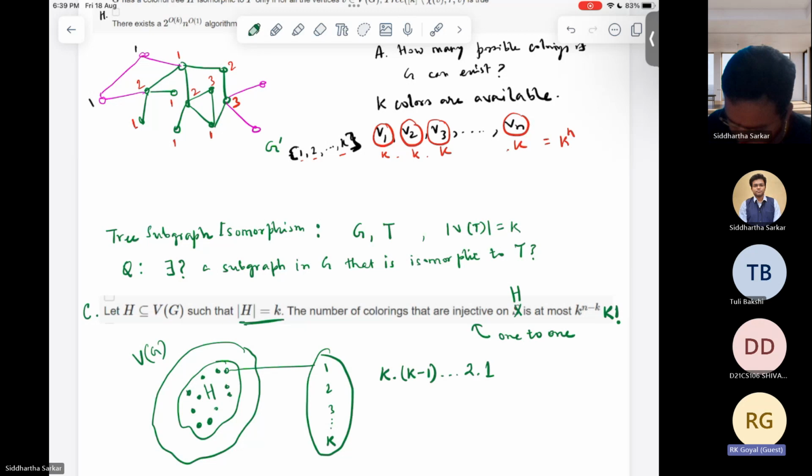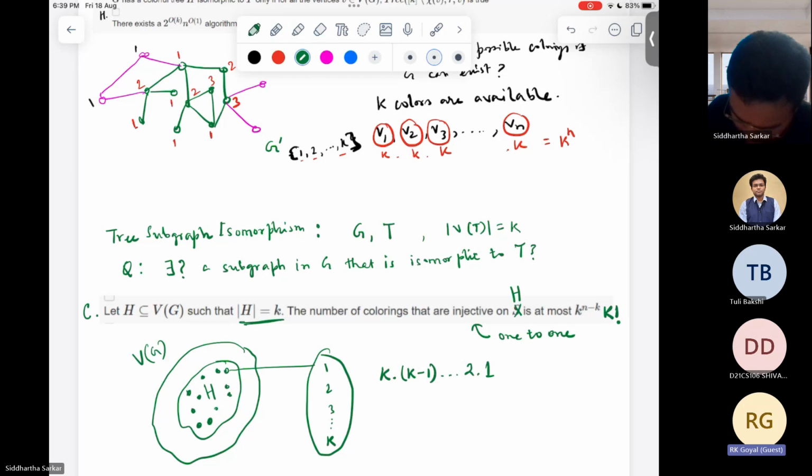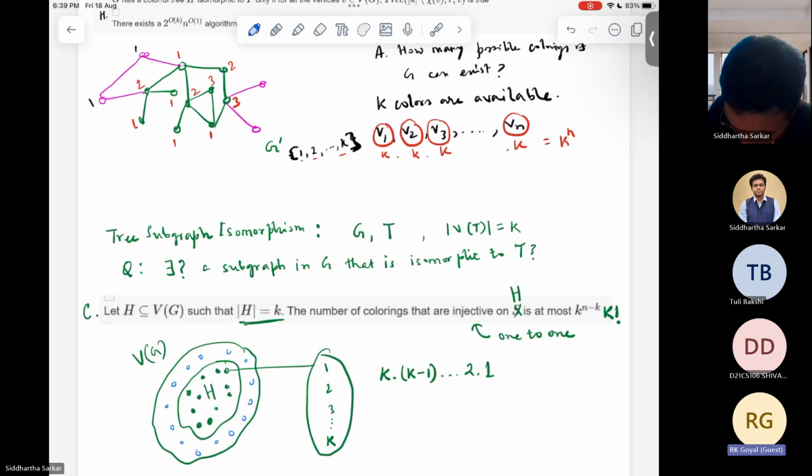But I don't know from where this term k raised to the power n minus k is coming into the picture, because then for the remaining vertices of the graph, we have n minus k remaining vertices, which obviously can be assigned in k raised to the power n minus k ways. That is right. So you have actually answered both parts of these two terms.